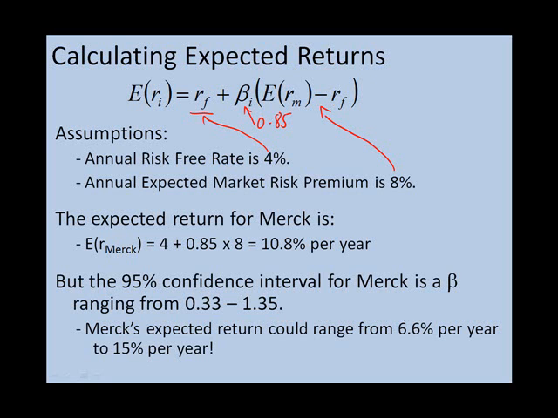We can see the 6.6 is obtained by doing 4 plus 0.33, which is the lower bound for our beta estimate, times 8, which equals 6.6. And the 15% is equal to 4 plus 1.35 times 8, which is approximately equal to 15.